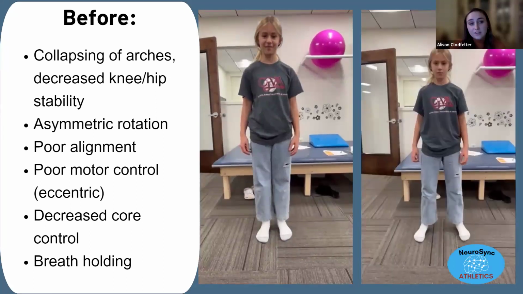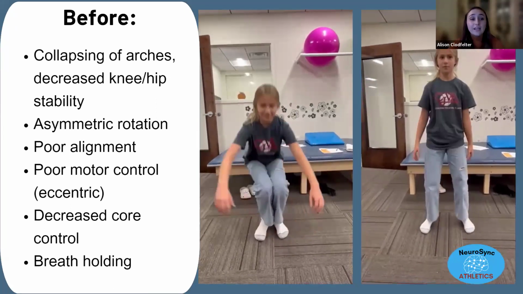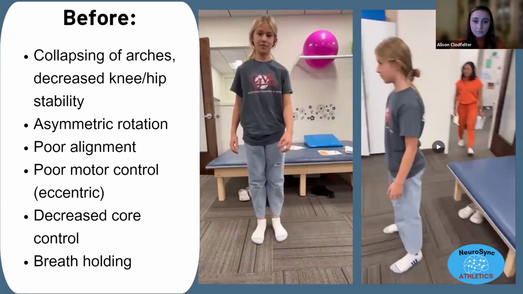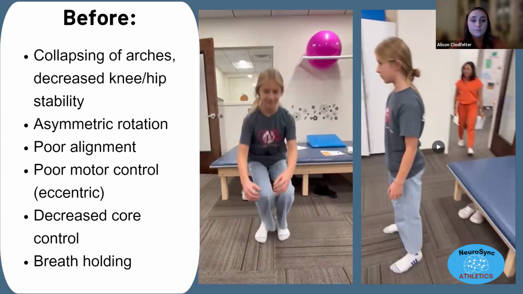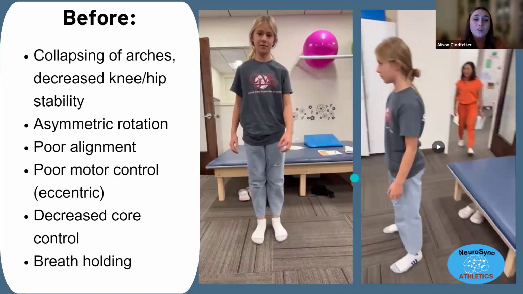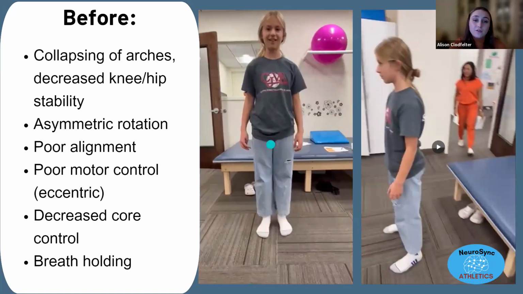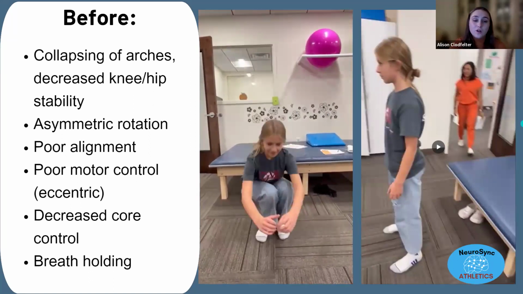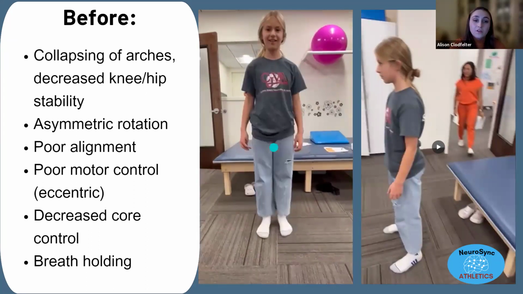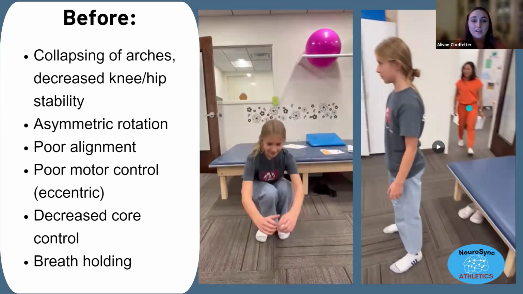So as you can see here in this video on the left, Annabelle has collapsing of her arches. I'm going to pause this one so they're running smoothly. So she has collapsing of her feet and arches there. One of the big things that really jumps out in this video is her asymmetric rotation. So watch how her knees are tracking. I'm going to play that one more time. So look at her knees moving to that left side.